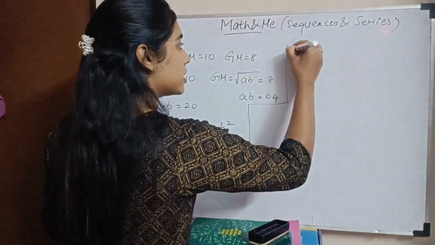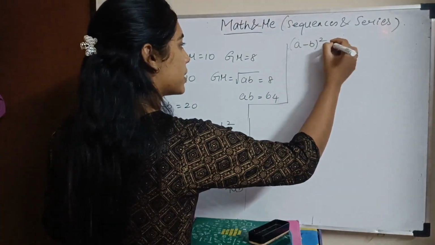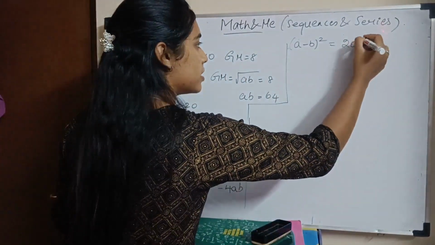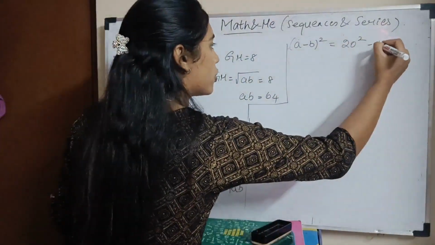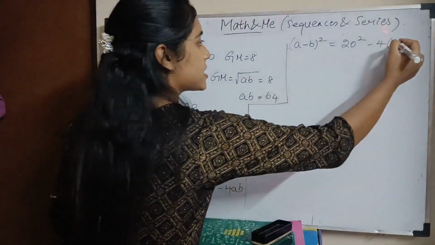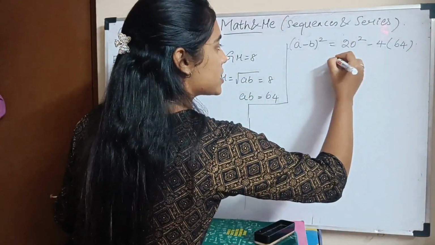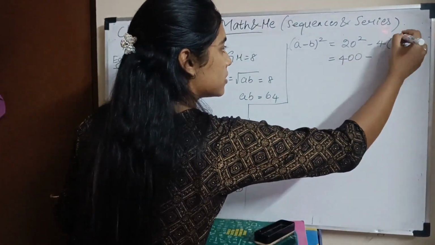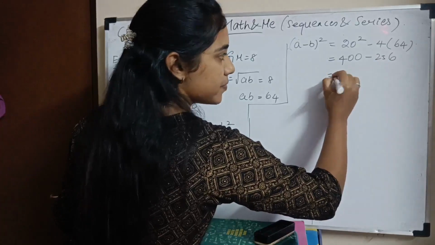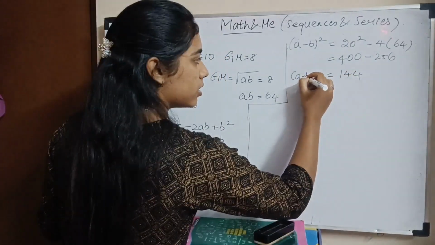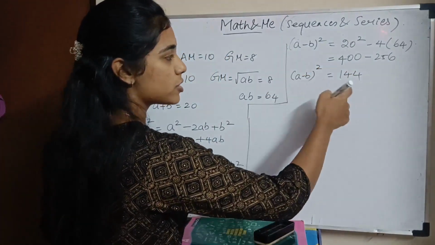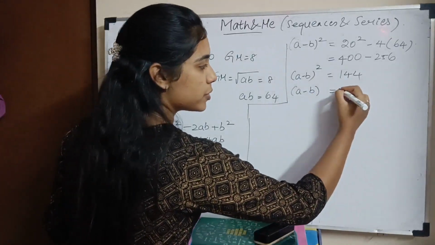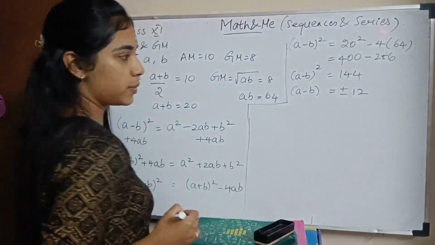So let me substitute. So a minus b the whole square equals a plus b the whole square, which is 20 square, minus 4 times, what is my ab? 64. So 20 square is 400 minus 256. A minus b the whole square is 144. Now a minus b is the square root of 144, which is plus or minus 12.